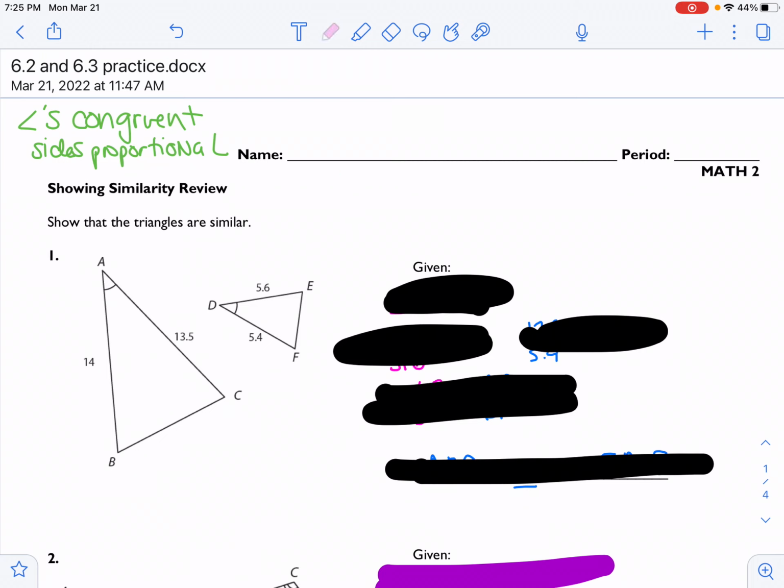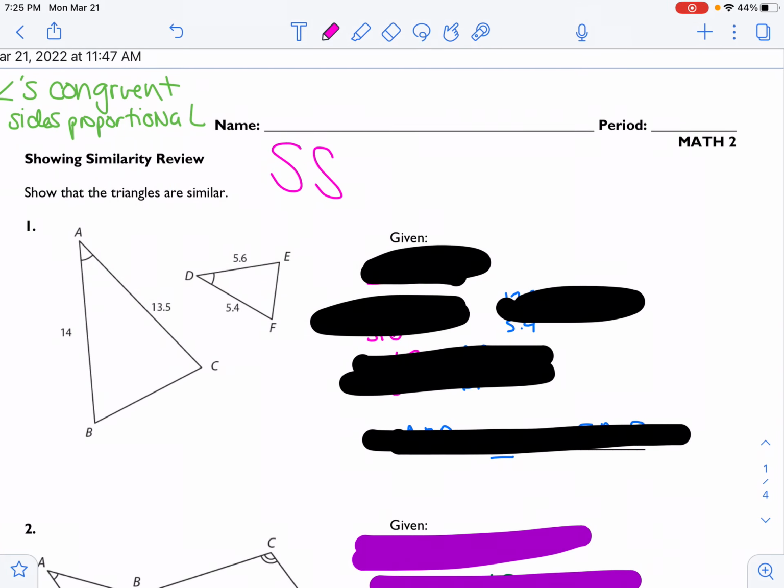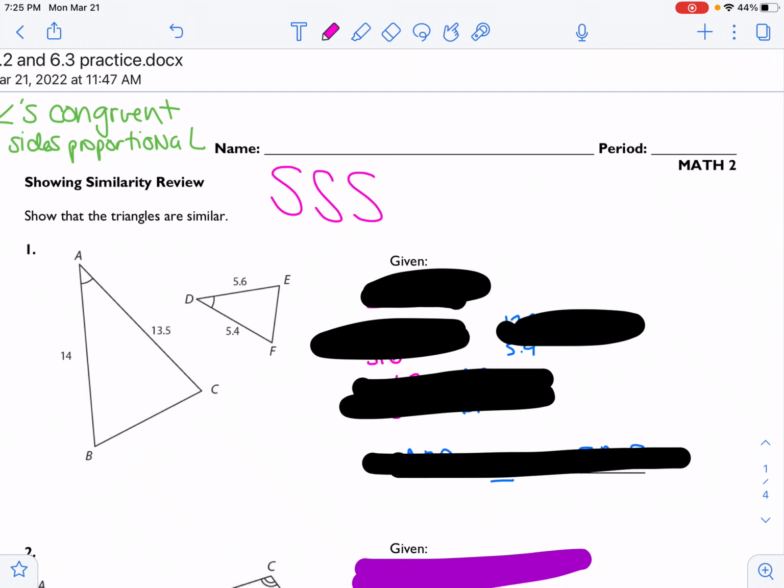What we found out is if all the sides divide their matching side to make the same number, then they can be considered similar. Or if we have two sides that are proportional and a congruent included angle, the two triangles could be similar. Or if we had two angles. And this is what we learned in section 6b.3.